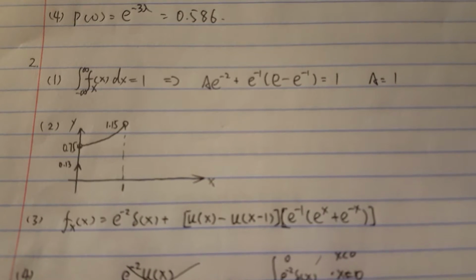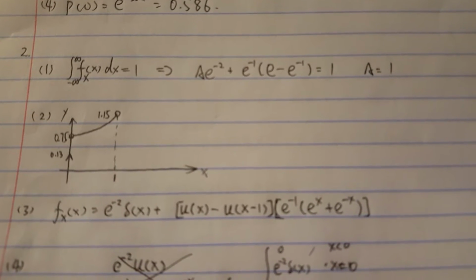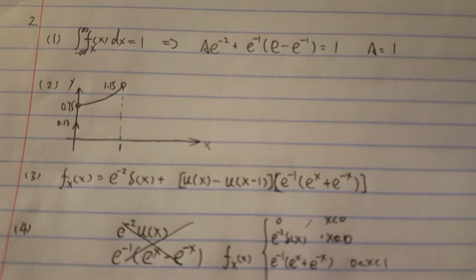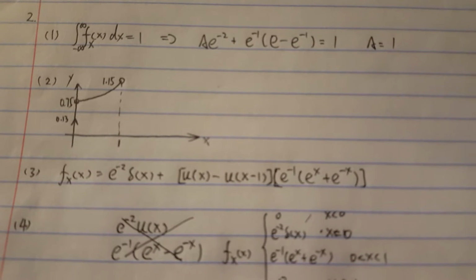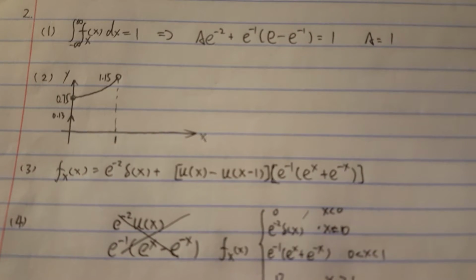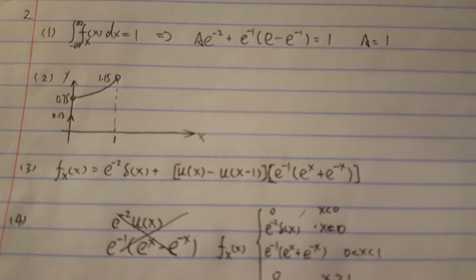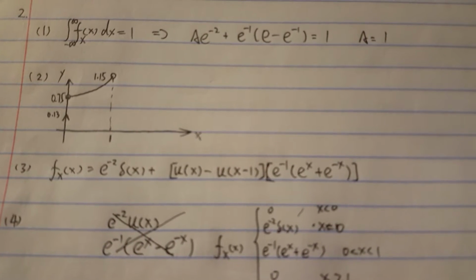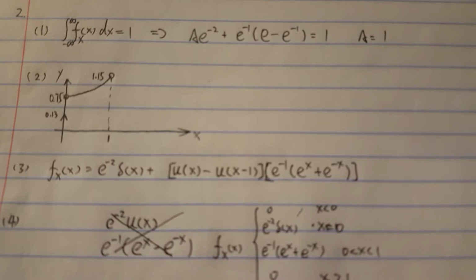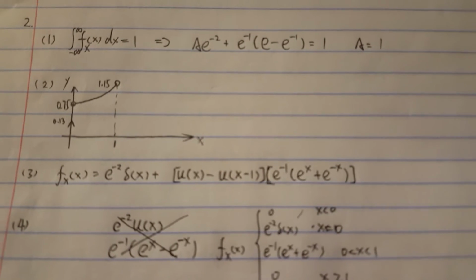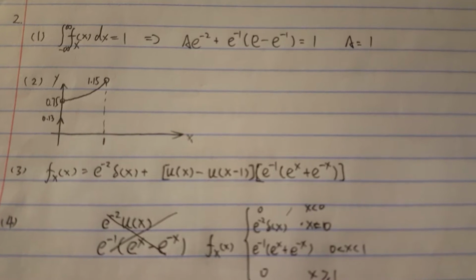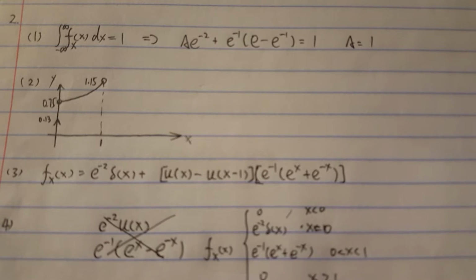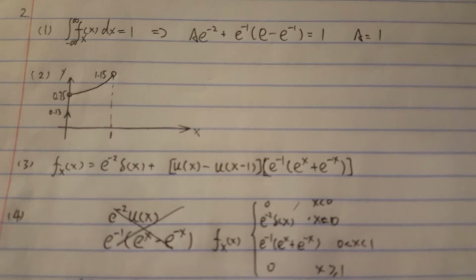The next question is to write f(x) in one line by using step functions. We use step functions as I wrote on the paper. It equals the unit step function of x minus the unit step function of x minus 1, and then times e^2 minus 1 times e^2x plus e^2 minus x.